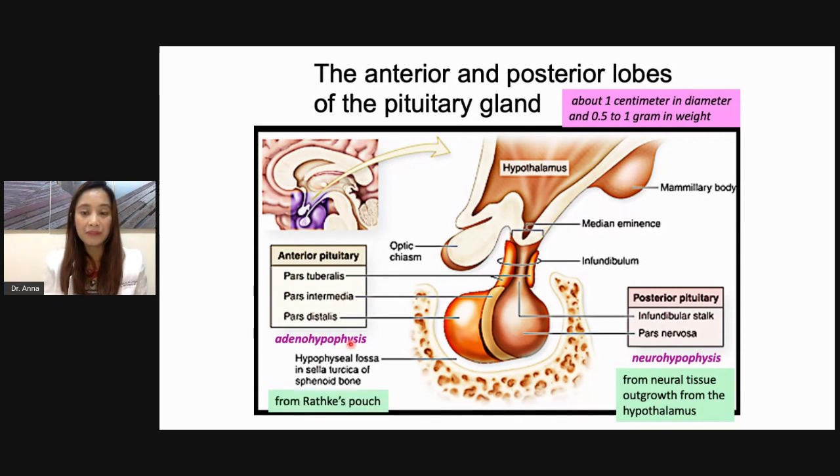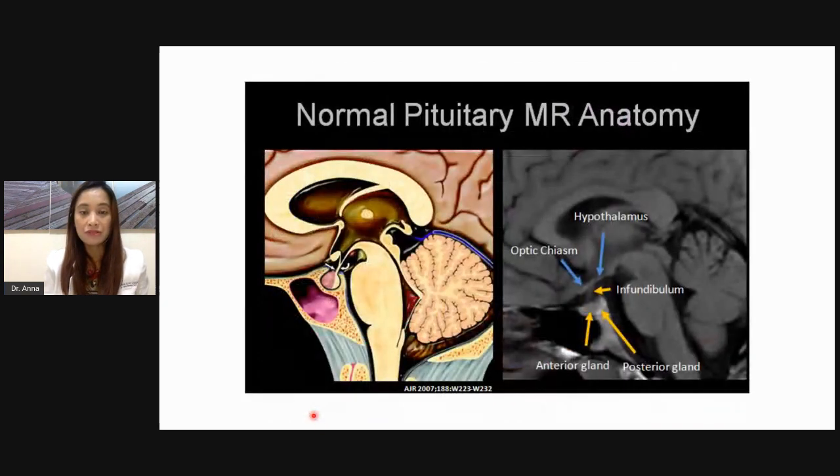Your anterior pituitary, or your adenohypophysis, embryologically comes from your Rathke's pouch. If you look at the pituitary in an MRI, it would look like this. So this is your anterior pituitary, and this is your posterior gland with your pituitary bright spot here. And there's your optic chiasm, your hypothalamus, and this is your infundibular stalk. So in your illustration, it should look like this one.